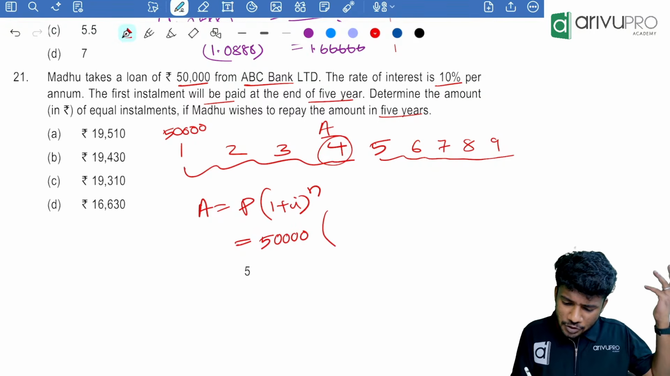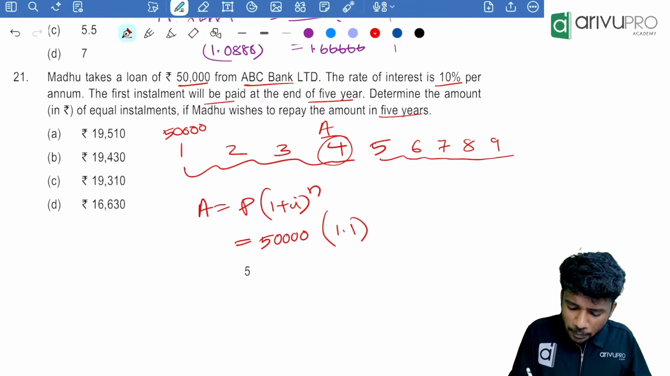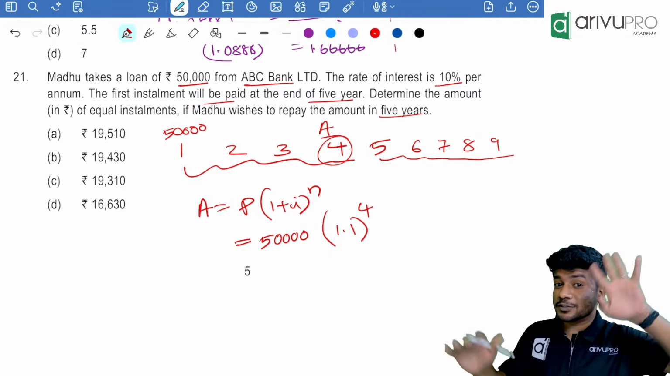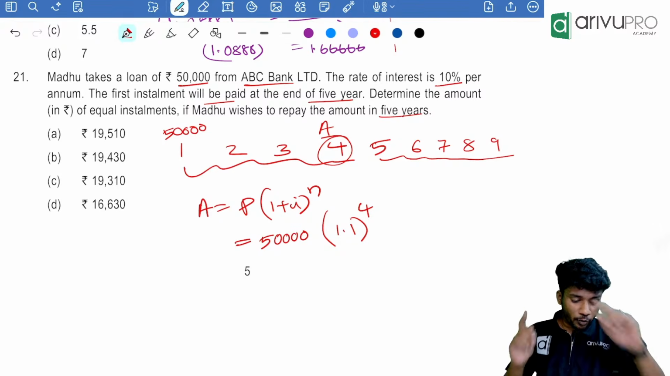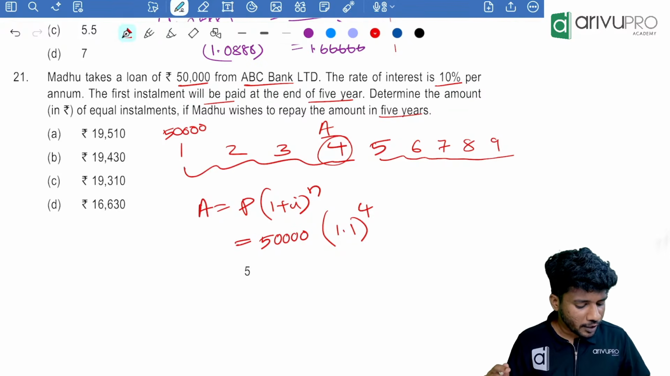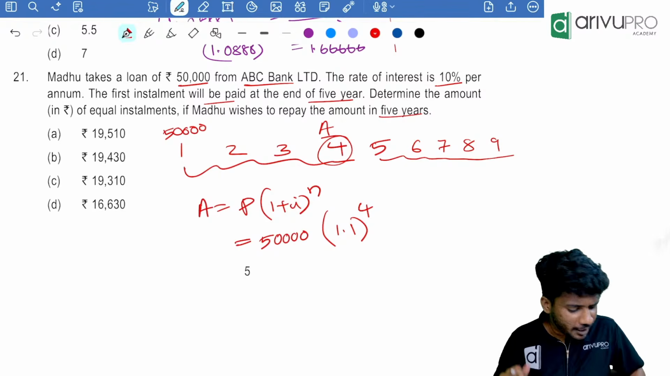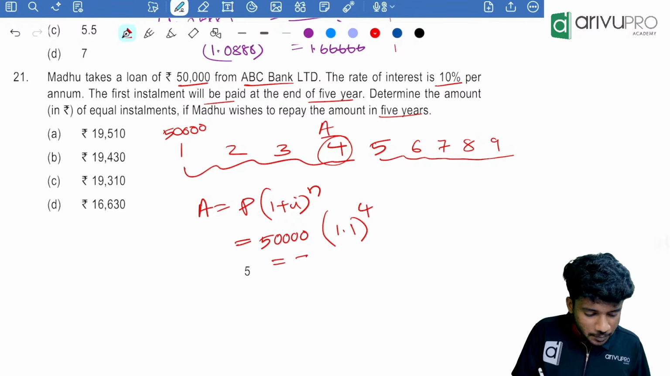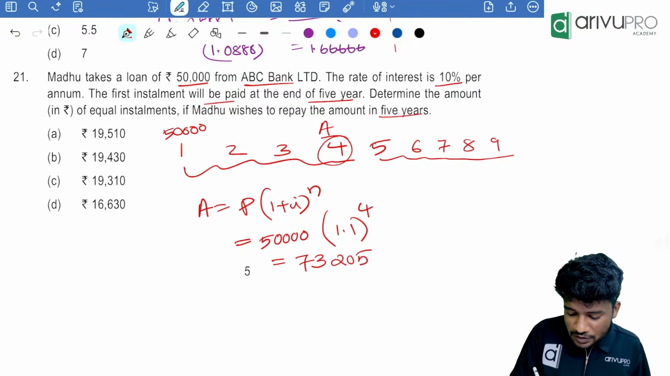1 plus I is 1.1, the whole power 4. Why 4 years? Because for the first 4 years I am not paying anything, so accumulation only happened for 4 years. Take your calculator: 1.1 into equal to, 3 times. Then multiply it with 50,000. How much are you getting? It is 73205.